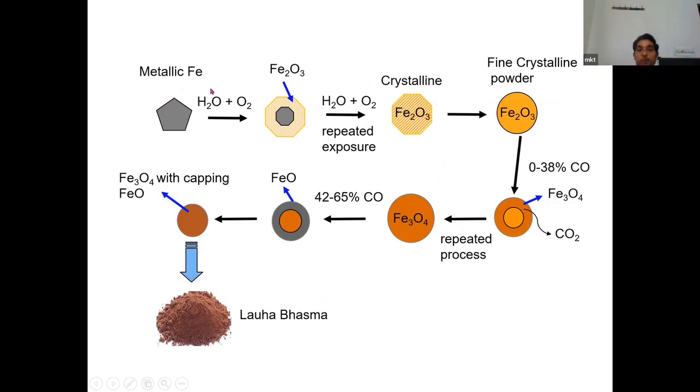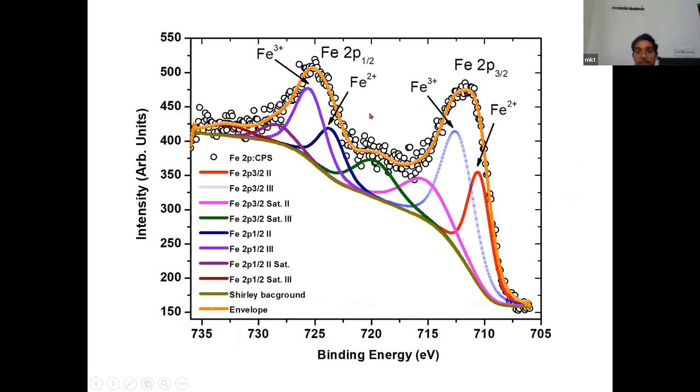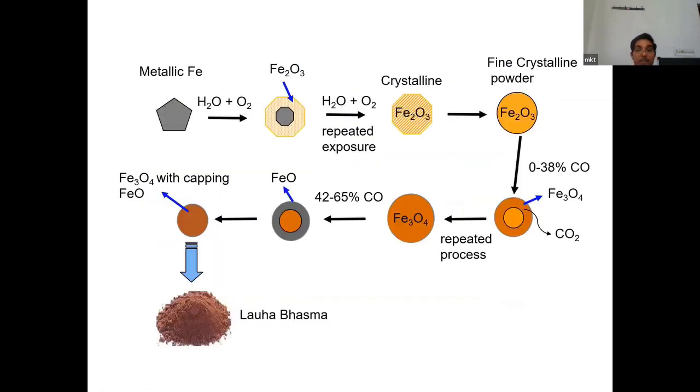So this is what I have explained. And we found by XPS analysis that the +2 state is slightly higher than the +3 state. The concentration of the +2 state is slightly higher than the +3, which does not match the naturally occurring magnetite structure. I don't know why it is happening, what in the procedure causes it. We have tried to explain why it is happening.